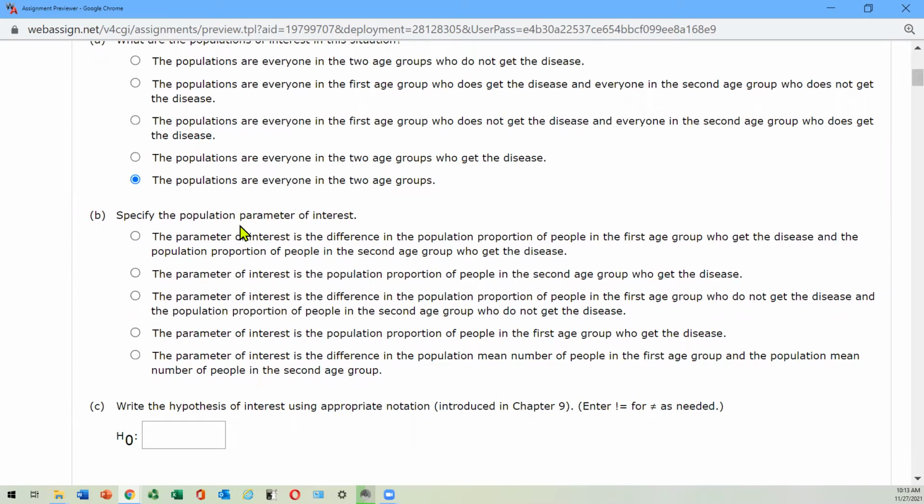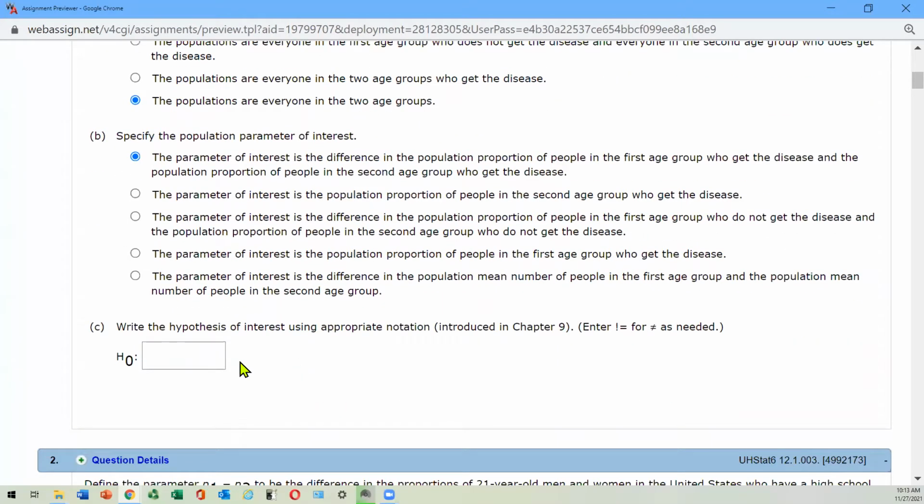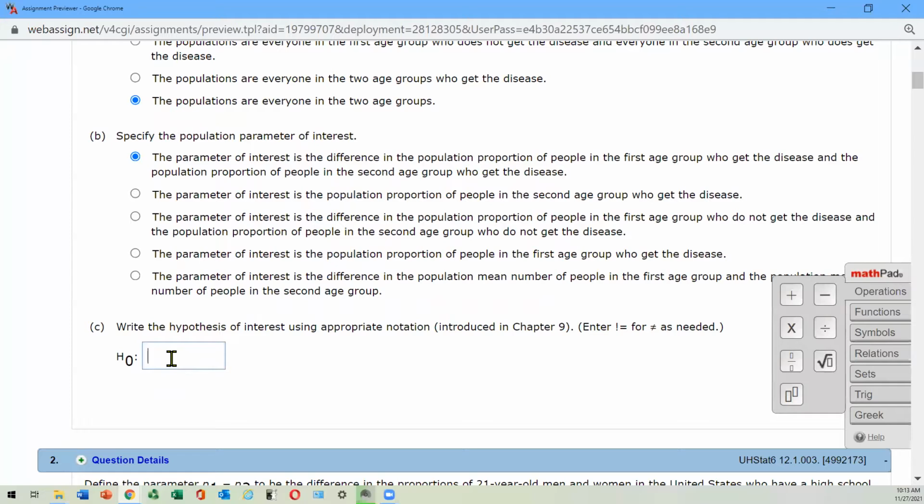So the population parameter is the difference in the population of the people in the first group who get it and the people in the second. Now, P1 take away P2 equals 0.